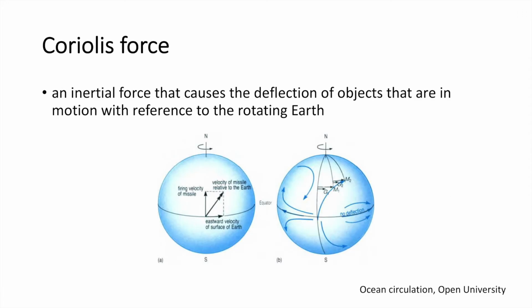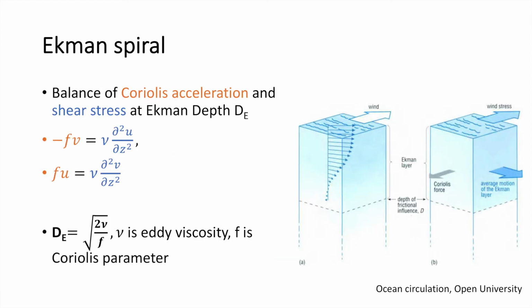And now let's talk about another important force in the ocean called Coriolis force. It's an inertial force that causes deflection of objects that are in motion with reference to the rotating Earth. Deflection is to the right in the northern hemisphere, while to the left in the southern hemisphere. Due to the Coriolis force, surface currents flow at a 45-degree angle to the wind.